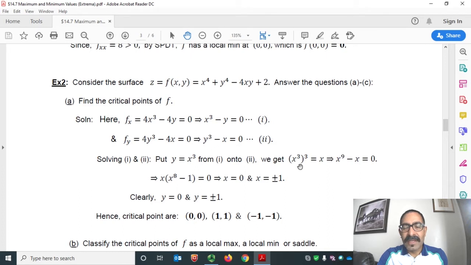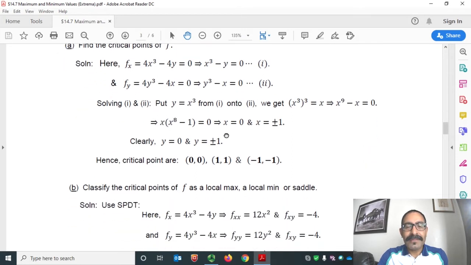Then this gives us x cubed, cubed, equals x. Then bring this x to the left side. Then we have x to the 9 minus x equals 0. Factor the x out. Then set equal to 0 by using the zero product property. Either x equals 0 or x to the power 8 minus 1 equals 0. That means x equals 0 or x equals plus or minus 1.